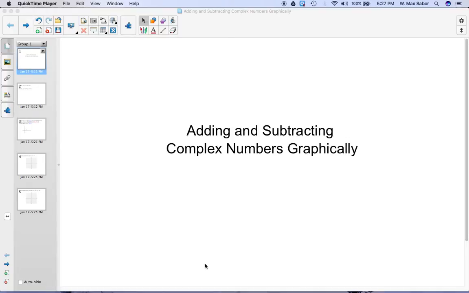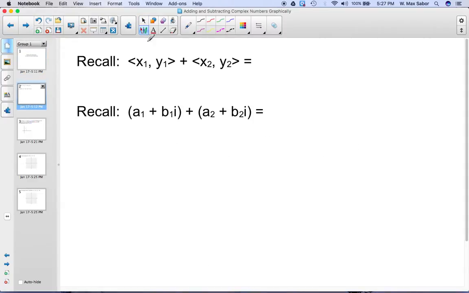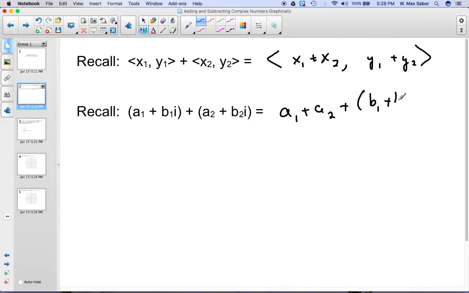How do we add and subtract complex numbers graphically? Well, remember how vectors work, where we add the x components and add the y components? So when we add these two, we get x1 plus x2, comma y1 plus y2. Well, when we add these, we get a1 plus a2 as the real parts, and b1 plus b2i as the imaginary part. This should show you the similarity between rectangular form and vectors.